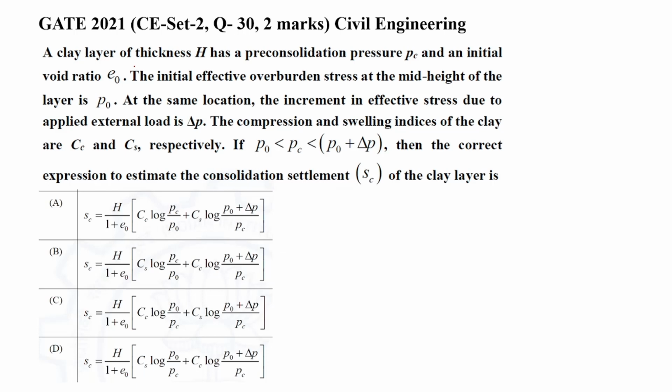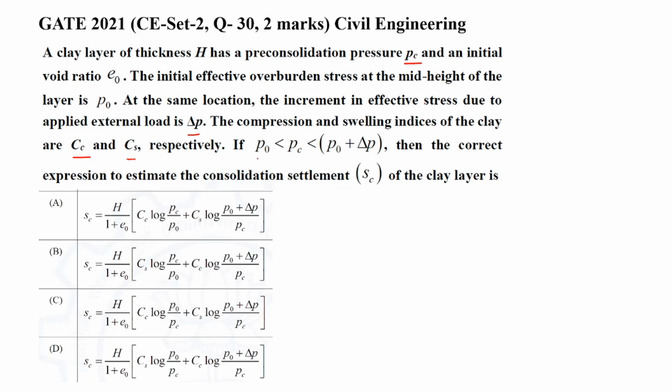A clay layer of thickness H has a preconsolidation pressure Pc and an initial void ratio e0. The initial effective overburden stress at the mid height of the layer is P0. At the same location, the increment in effective stress due to applied external load is delta P. The compression and swelling indices of the clay are Cc and Cs respectively.